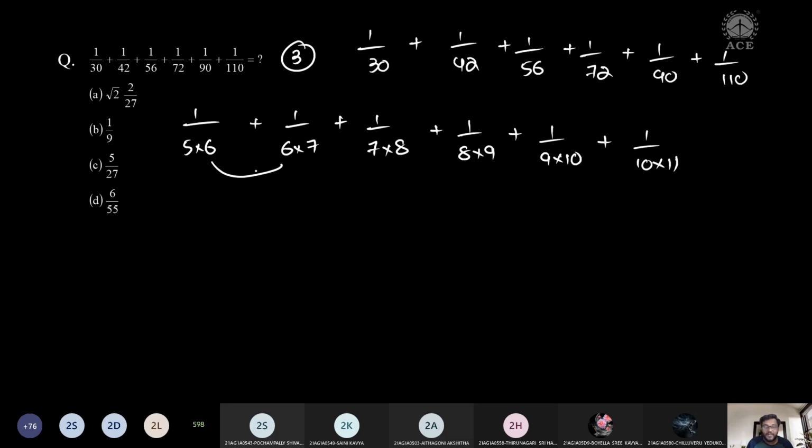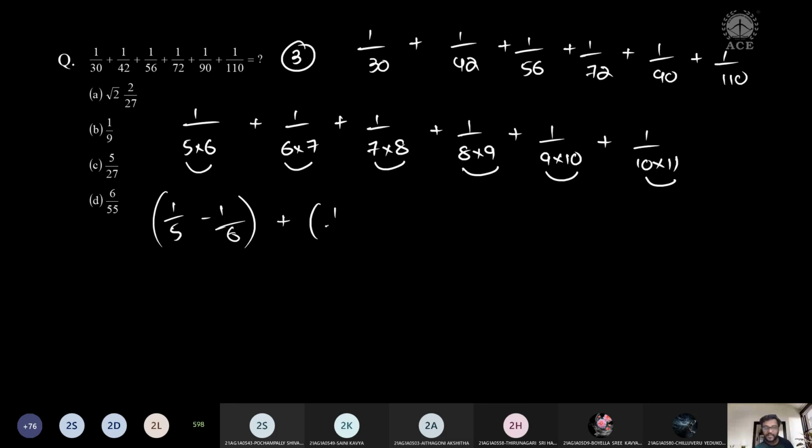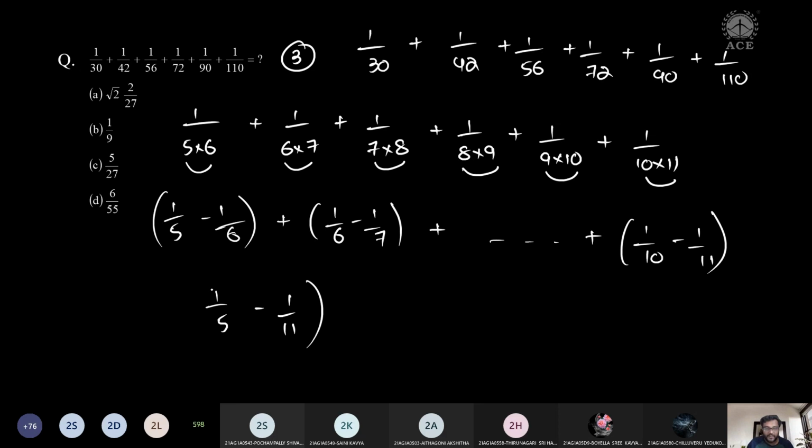Now common difference is there. Yeah, difference is what? 5 and 6, 1, here 1, here 1. Difference is 1 in the denominator values. Now you can write this as 1 by 5 minus 1 by 6. Next one, 1 by 6 minus 1 by 7. So on, 1 by 10 minus 1 by 11. Now finally what is left over? First number and last one will be left over.